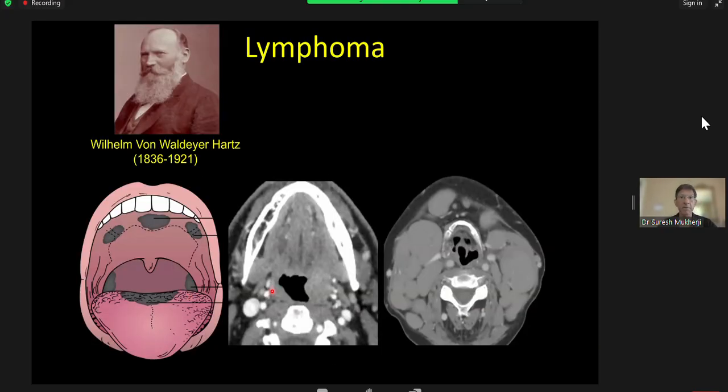The second most common tumor to involve the tonsil is going to be lymphoma. Radiologically, we really cannot tell the difference. So here's a mass right here involving the left tonsil. This could be squamous cell carcinoma, it could be lymphoma. But how can I suggest?